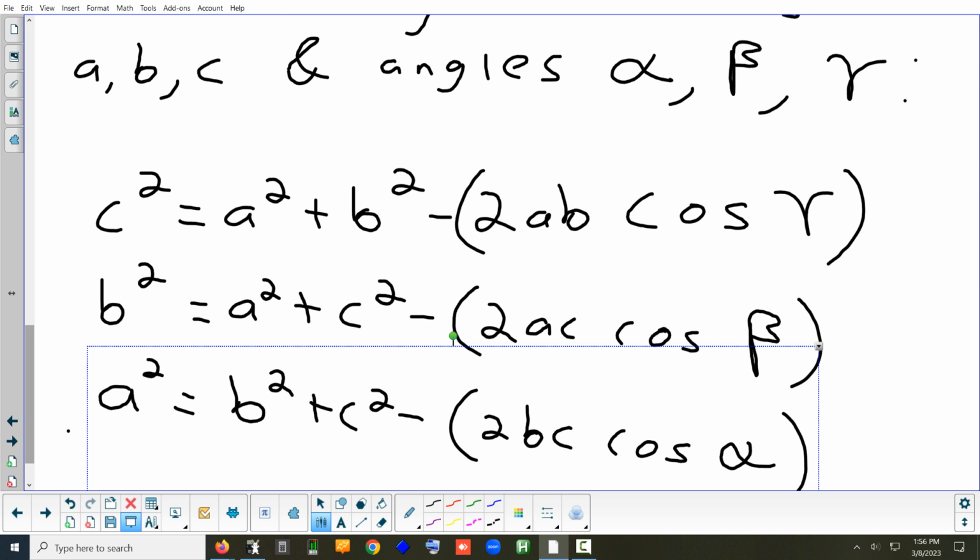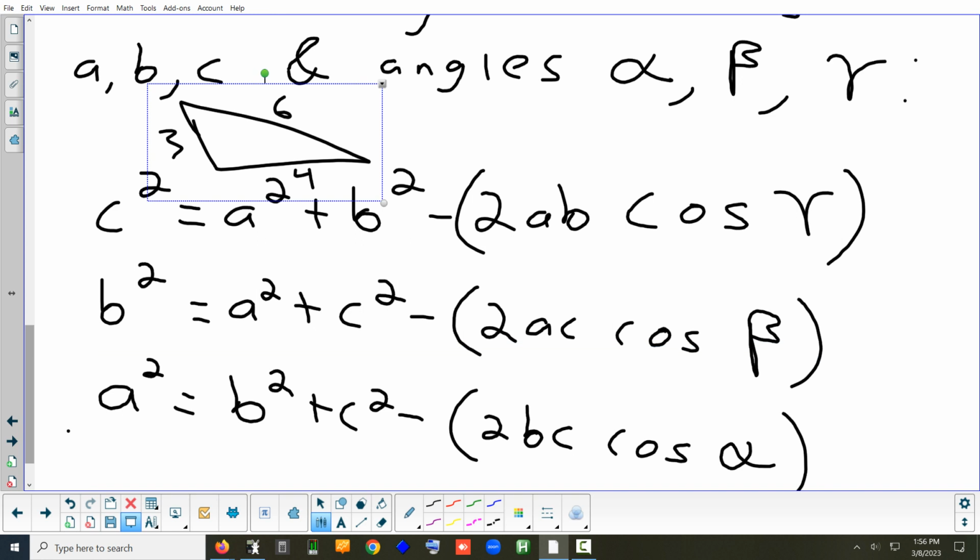So the point really is not to remember the exact letters, because if I give you a problem like this, let's say 3, 4, and 6, make sure that would actually work. Yep, that's fine. When you have 3, 4, and 6, they're not labeled. I don't know which side is A, B, or C. I mean, call them X, Y, and Z if you want. The formula is always one side squared equals the sum of the other two squared minus twice the product of the other two times the cosine of the angle.